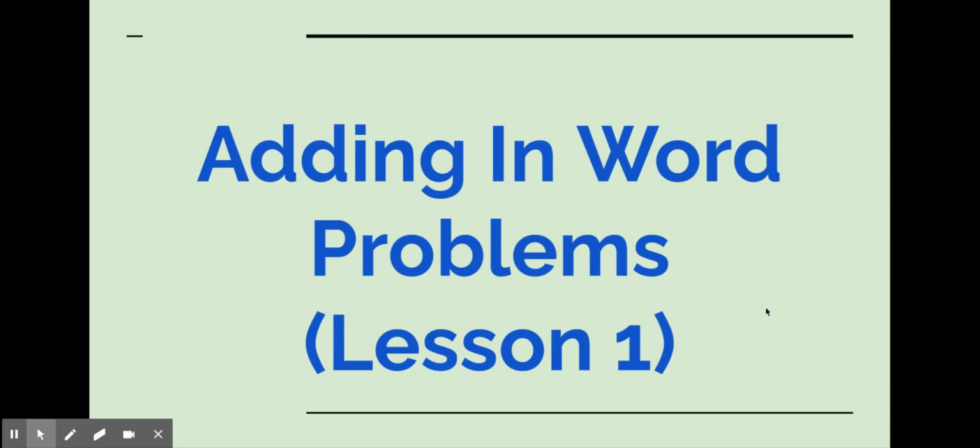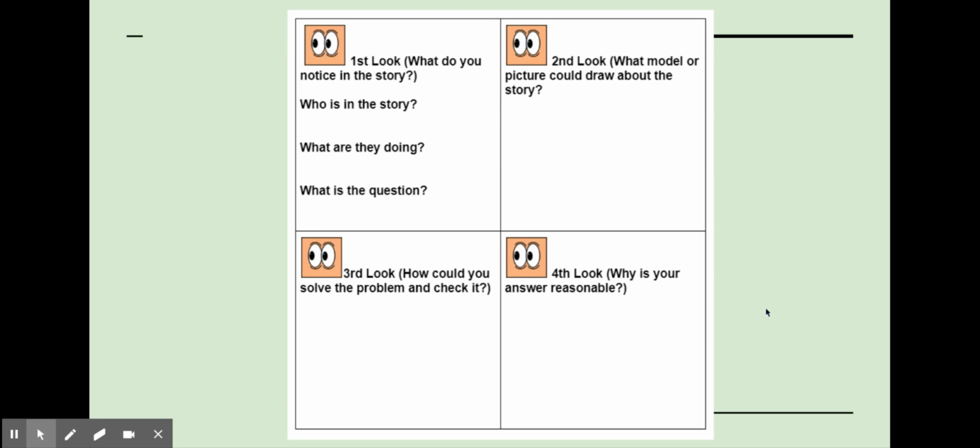In this video, we're going to discuss our strategies for adding in word problems. So we're going to use this strategy that we call the 4 looks strategy. You are going to give each word problem 4 looks or 4 read-throughs. In the first look, when you read through it, you're going to just notice who is in the story or who the story is about, what they are doing, and what the question is asking.